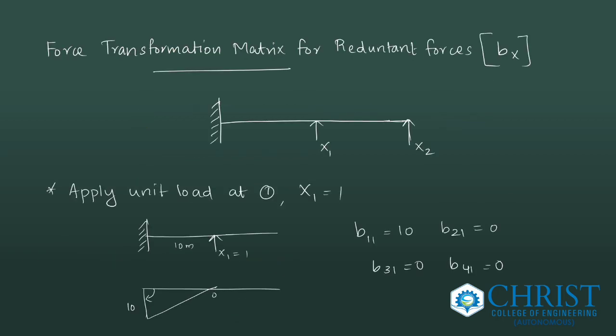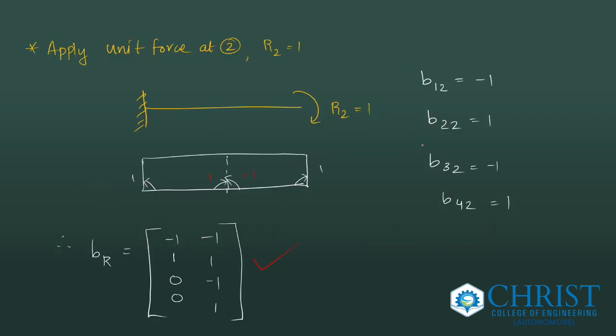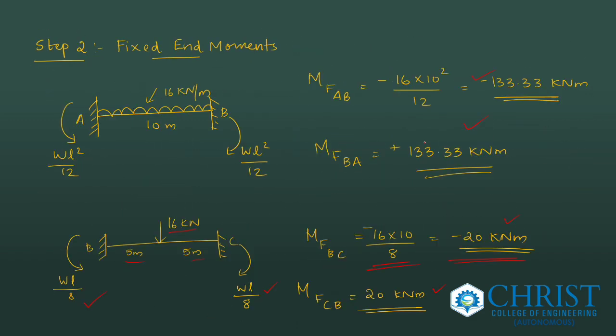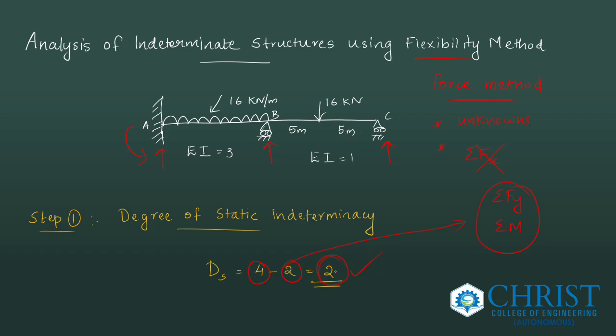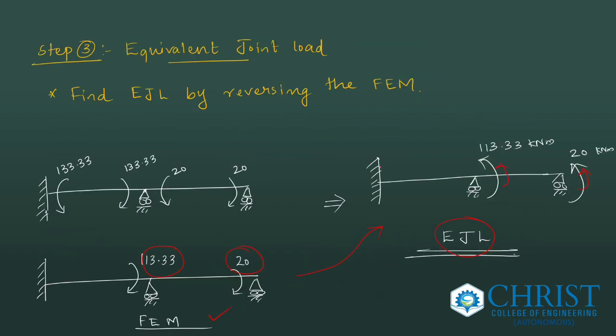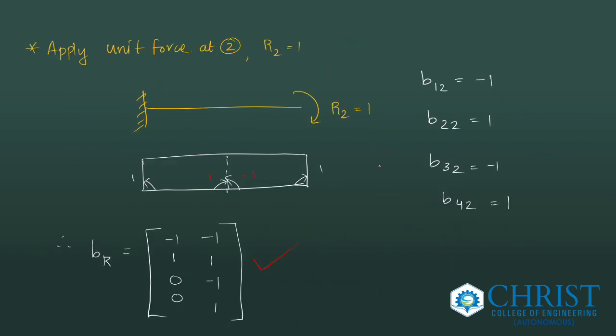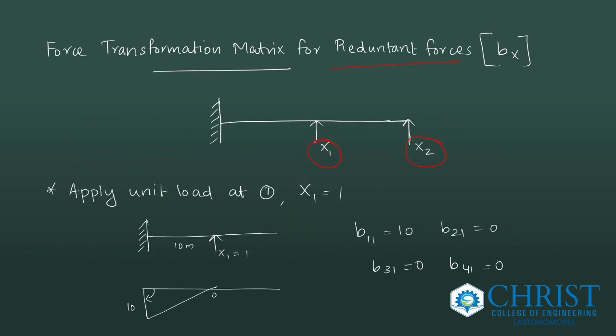The extra additional step in the indeterminate problem is that you have to find the force transformation matrix for a redundant force Bx. So two redundant forces x1 and x2, no doubt in that, because we have already calculated the degree of static indeterminacy as 2. Two additional forces, this 2 will act as two additional support reactions. So I consider it as two external loads x1 and x2, and then apply unit load at x1 and then calculate the BMD. I apply x1 equal to 1, find out the BMD.